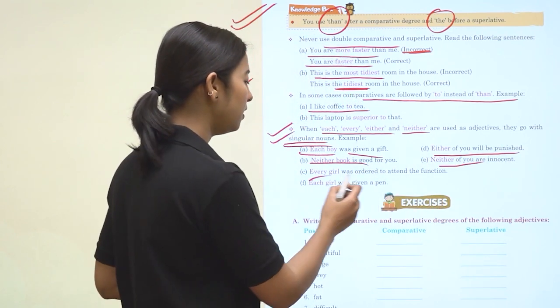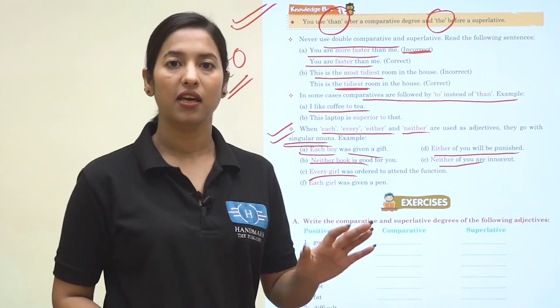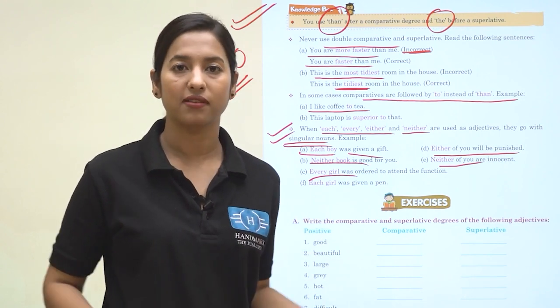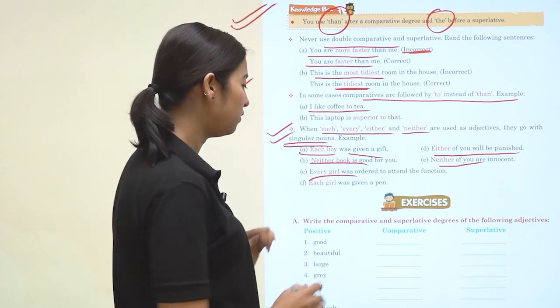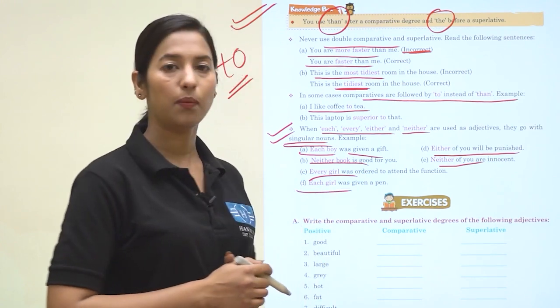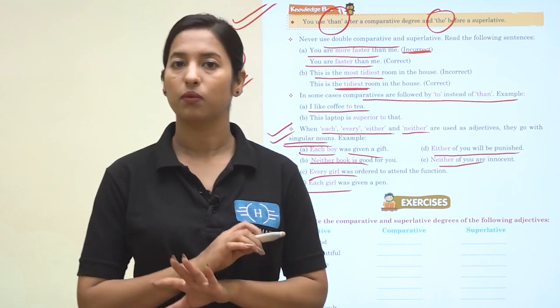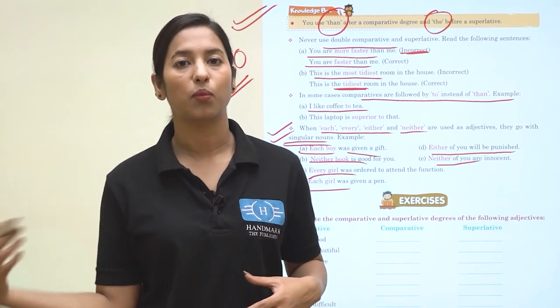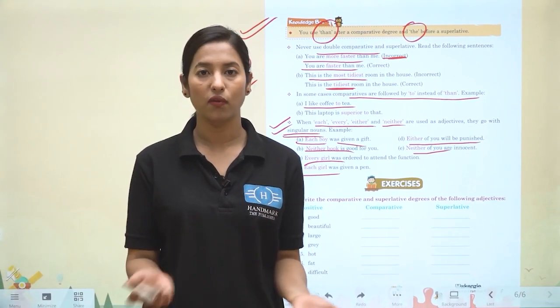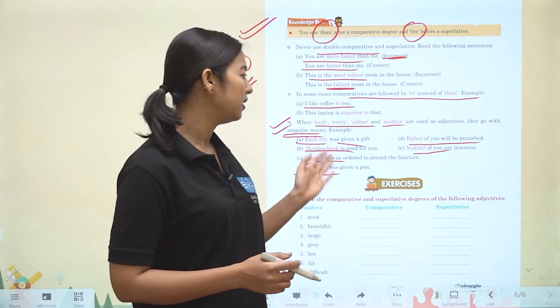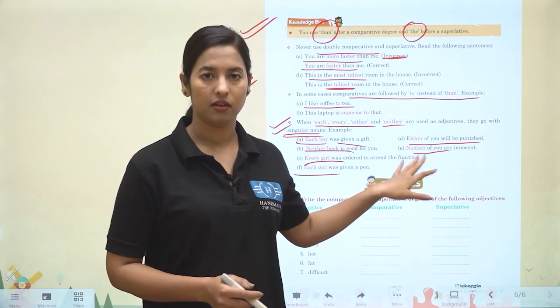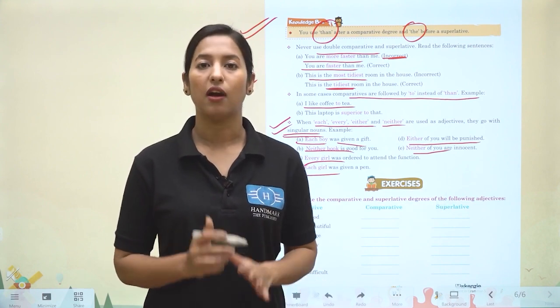Similarly, every girl. So we do not say every girls, every boys, every man. We do not say it like that. We use only singular nouns. Each girl was given a pen. So here also we would not use each boys, each girls. These all would be incorrect. So this is the last rule we studied. Each, every, either and neither always take singular noun with them.